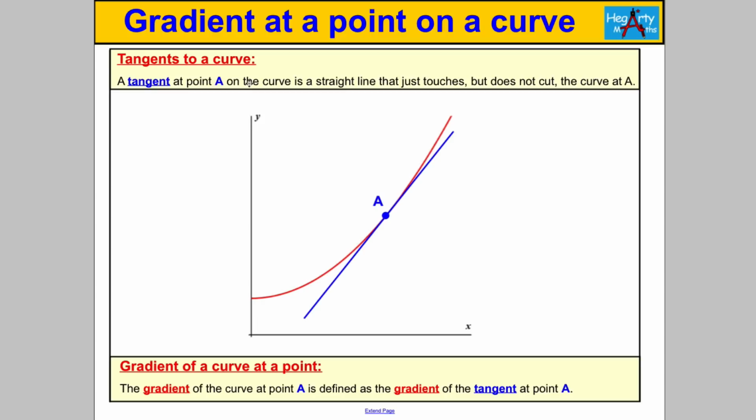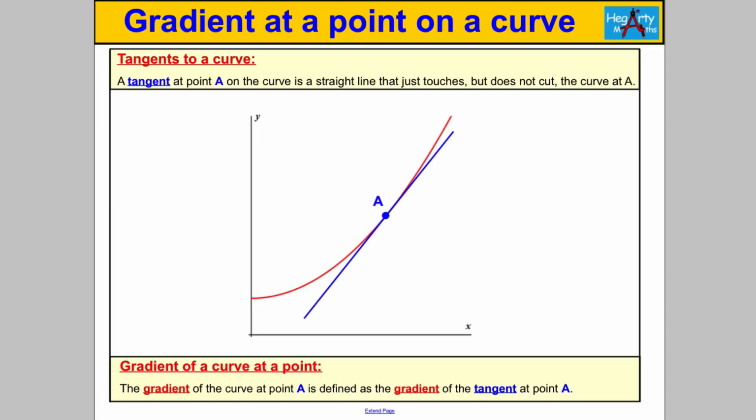And here's a very important definition we need to learn. The gradient of the curve at point A is defined as the gradient of the tangent to the curve at point A. So if we want to work out the gradient of the curve at A, all we need to do is draw a tangent in, and work out the gradient of that tangent, and that will be the gradient of the curve at point A. Okay? And that's what we're going to do in this lesson.